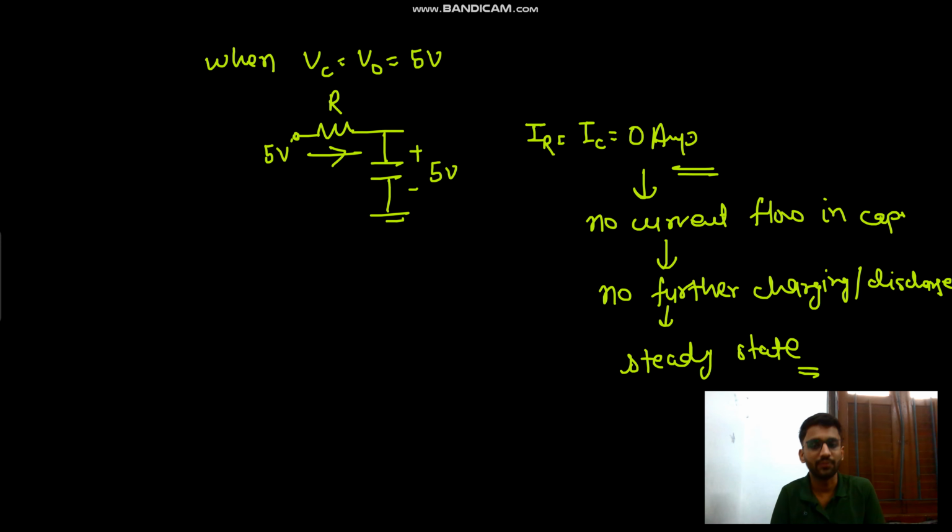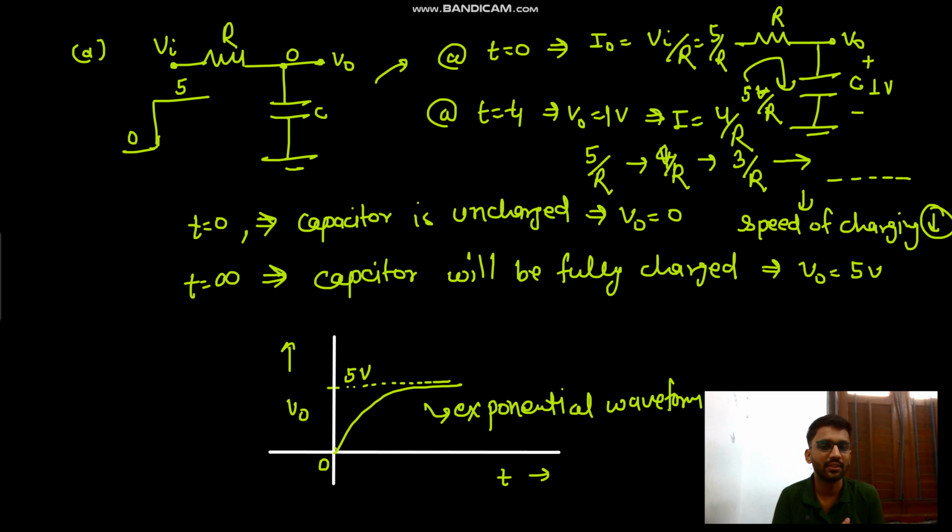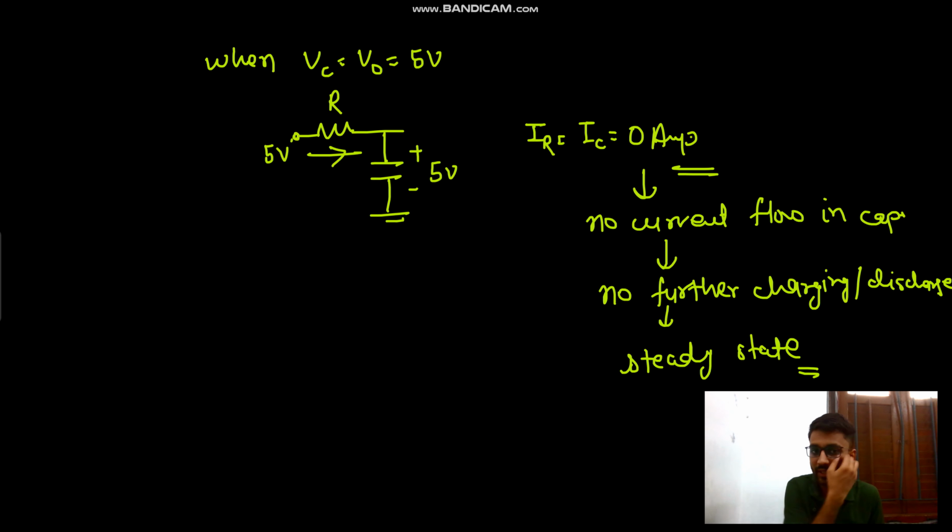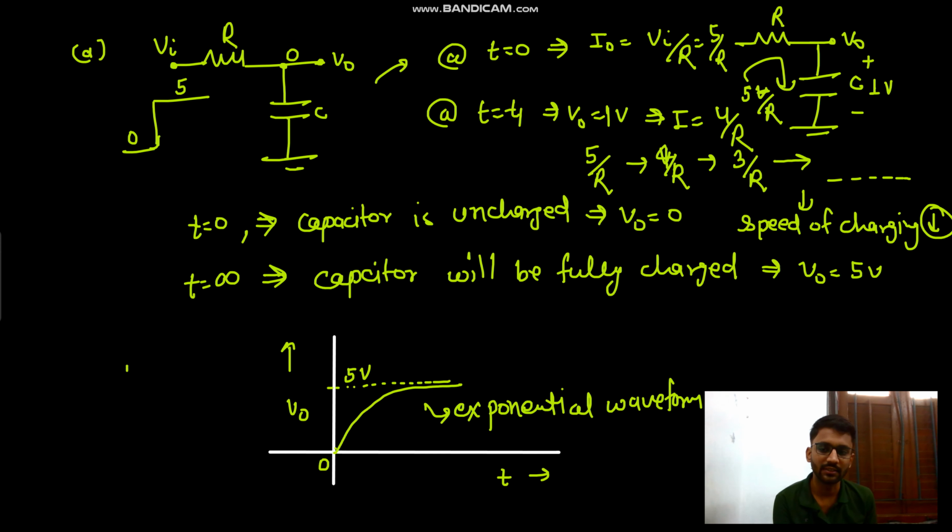So what you can say is, first there is no charge across the capacitor, so the initial current is 5 by R. Then slowly the capacitor starts charging and the value of current starts reducing. The voltage of capacitor gets increased from 0 to 5 volt at steady state. At steady state, because capacitor is having 5 volt, there will be no current flowing through the capacitor. So there will be no further charging or discharging. That means we have reached the steady state. So that's your output waveform. So that's the answer of first question.